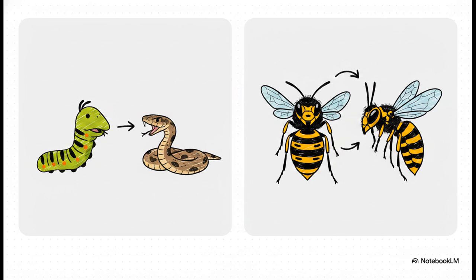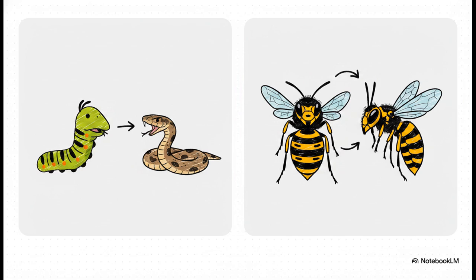First, you have Batesian mimicry. Think of this as the ultimate evolutionary bluff. A totally harmless species mimics a truly dangerous one. For example, there's a completely harmless hawk moth larva that literally puffs up its head to look exactly like a small, venomous snake. It even weaves back and forth and hisses. Predators get freaked out and leave it alone.